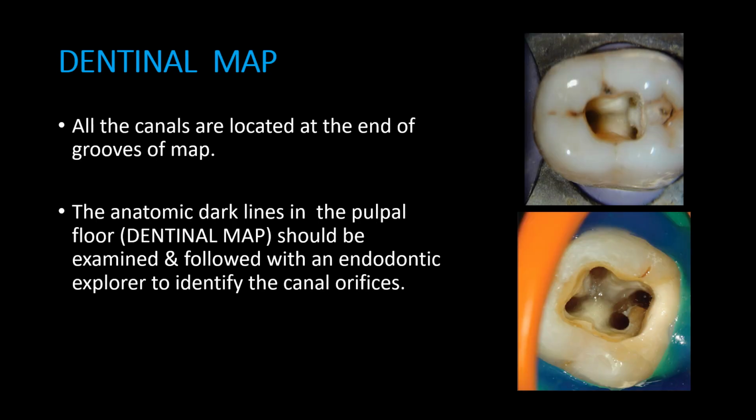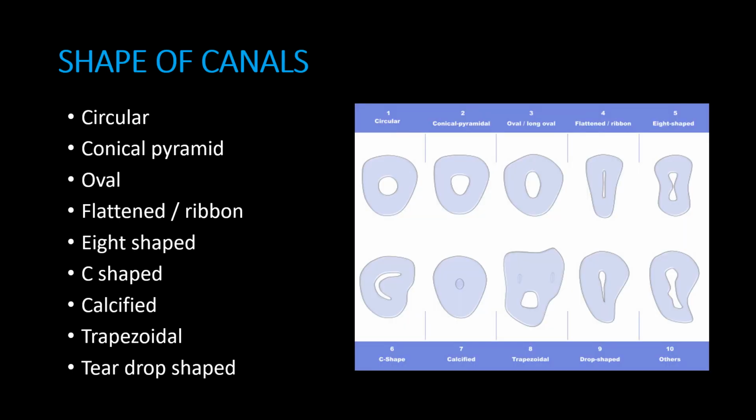Dentinal map. All the canals are located at the end of the grooves of the map. The anatomic dark lines in the pulpal floor, the dentinal map, should be examined and followed with an endodontic explorer to identify the canal orifices. Shape of canals.